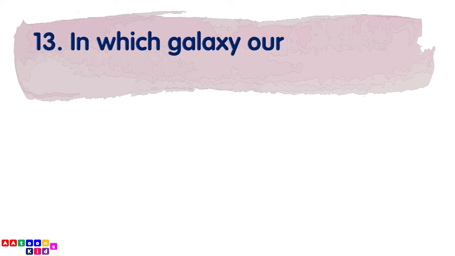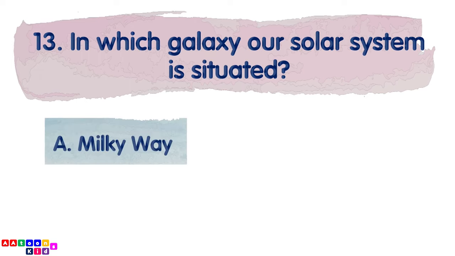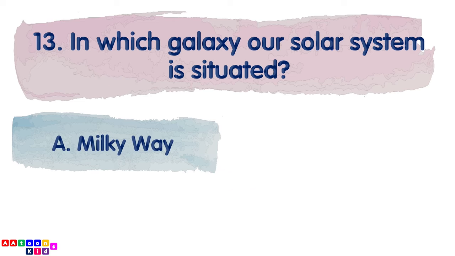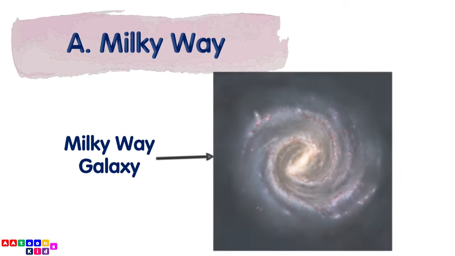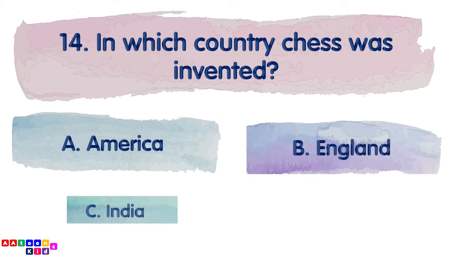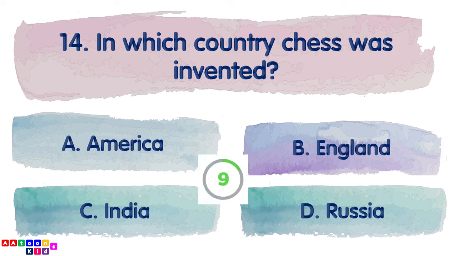In which galaxy is our solar system situated? Milky Way galaxy. In which country was chess invented? India.